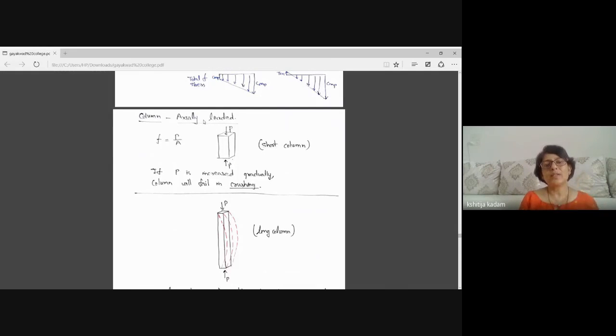What are columns? Columns are loaded members. Mostly, columns are subjected to compression, and the compressive stress formula will be P upon A, where A is the cross section. The column will fail in crushing. This happens with short columns.